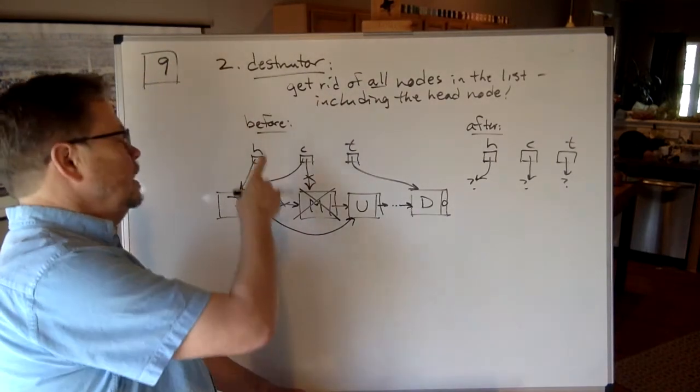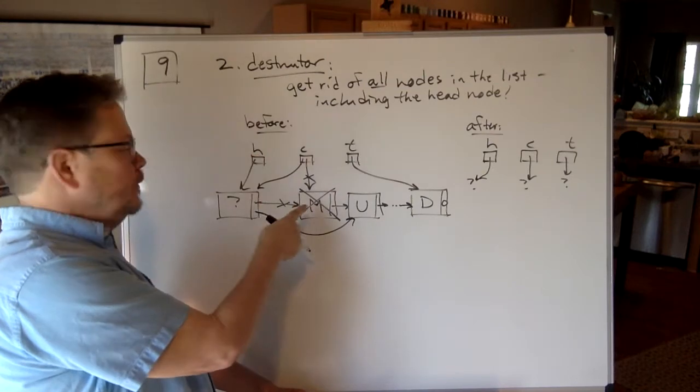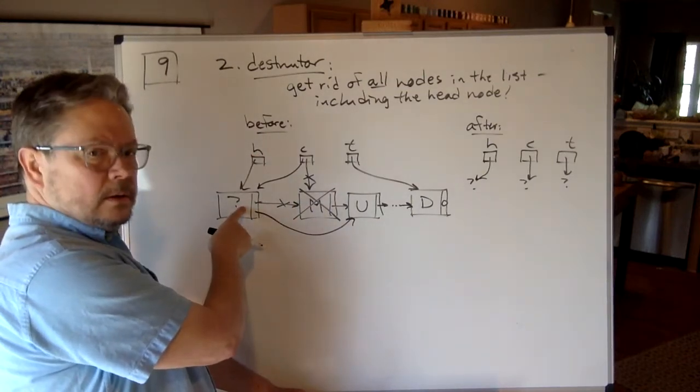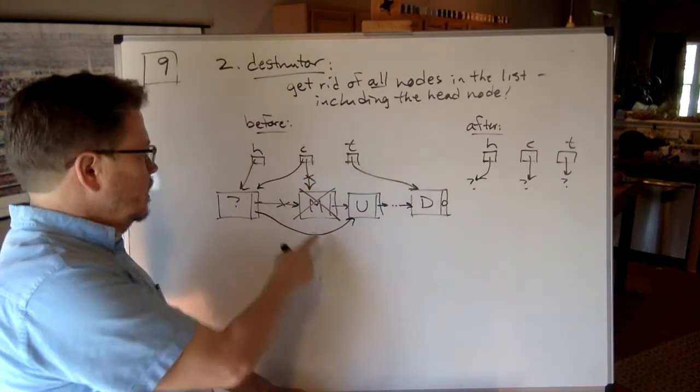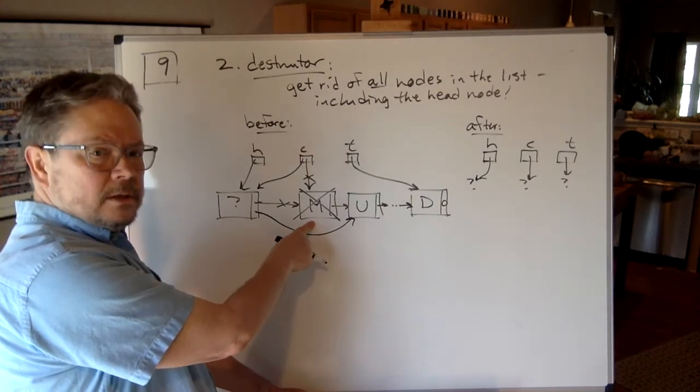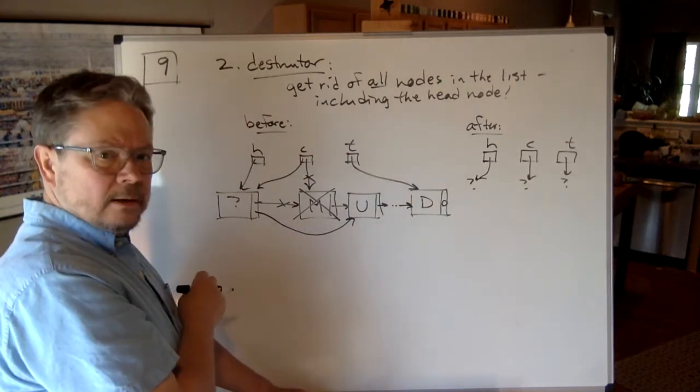Let me say that again. What if we call move to front, move the cursor to the empty head node, and then turn around and call remove? Then it will get rid of the first real node in the list. And no harm done, no memory leak or anything.